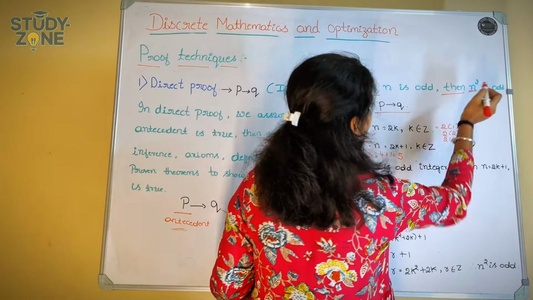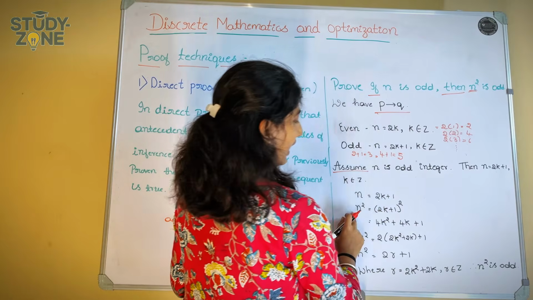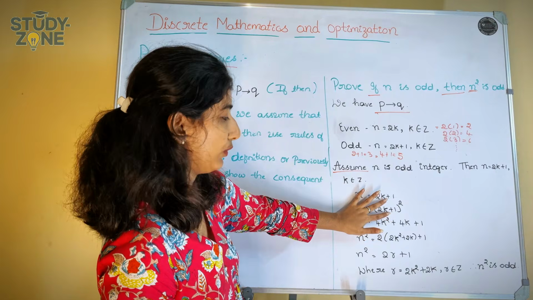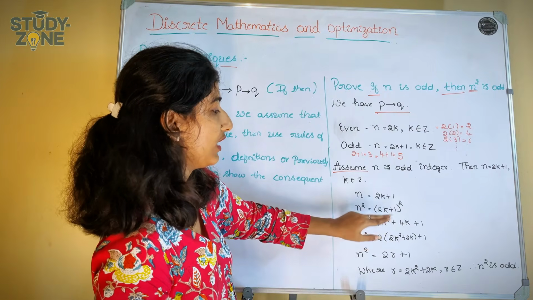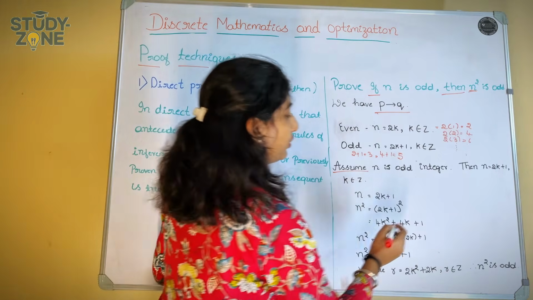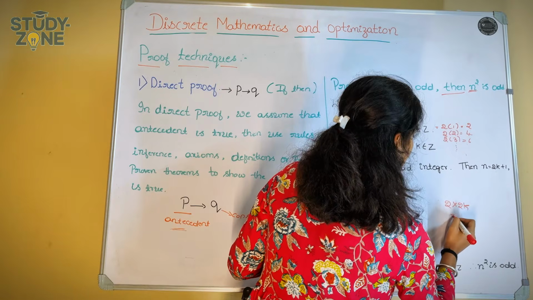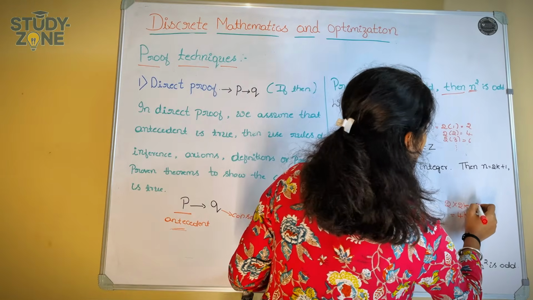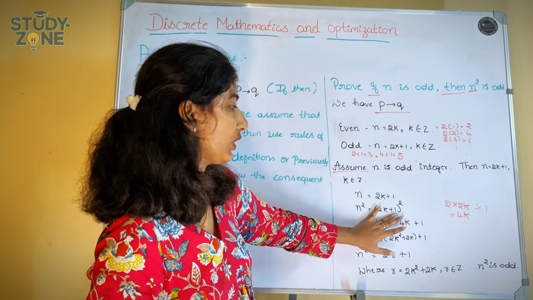So here we have n square, right? So square on both sides. Look here, n square equals 2k plus 1 whole square. We can apply the a plus b whole square formula, that is a square, 2k square, which will be 4k square, and then 2ab, that is 2 into 2k into 1, which will be 4k, plus b square, which is 1. That is a square plus 2ab plus b square.